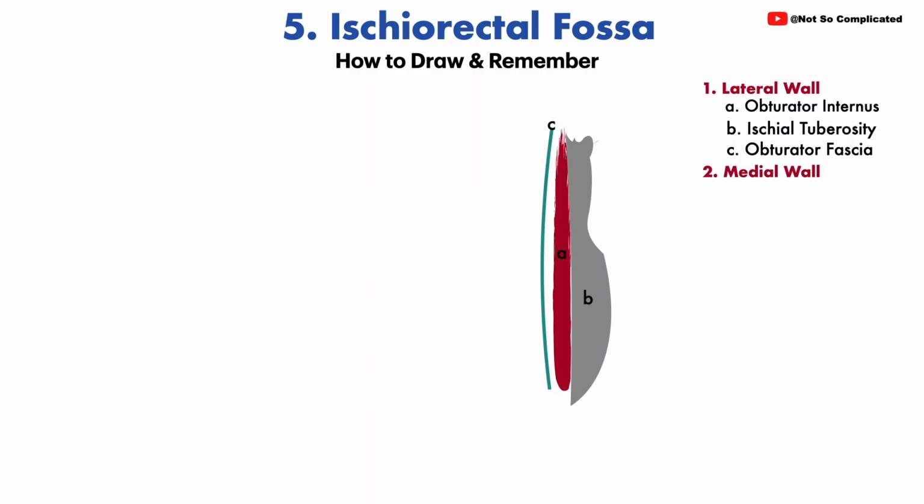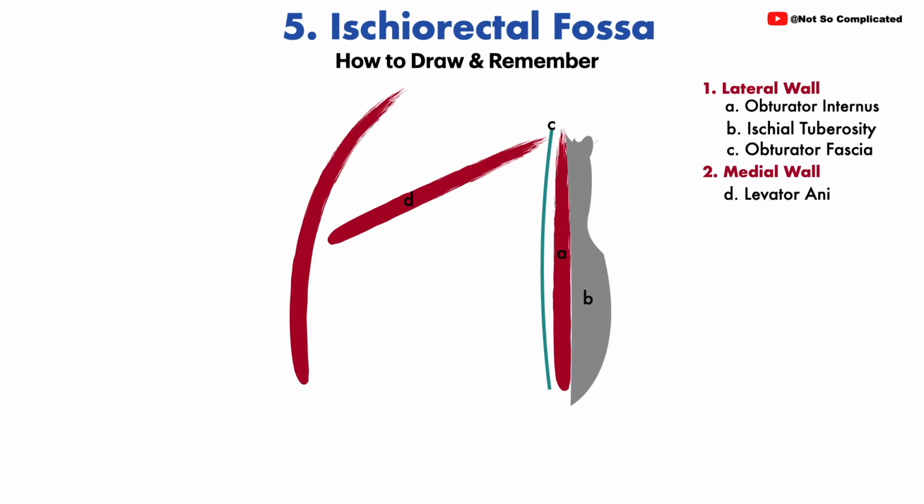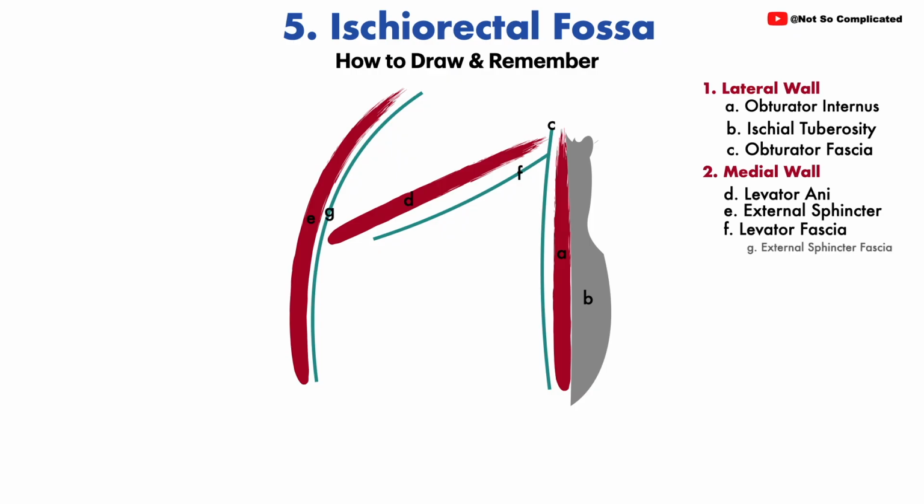And now let's talk about the medial wall. So this is the medial wall, and the muscle is the levator ani muscle, and there will be another muscle working on that. This muscle is the external sphincter. There will be the fascia like this of the levator ani muscle, and that is called levator fascia, to remember in an easy way, or fascia of levator ani if you have confusion. There will be another fascia of this external sphincter muscle, that is the external sphincter fascia. That is how we complete our medial wall.